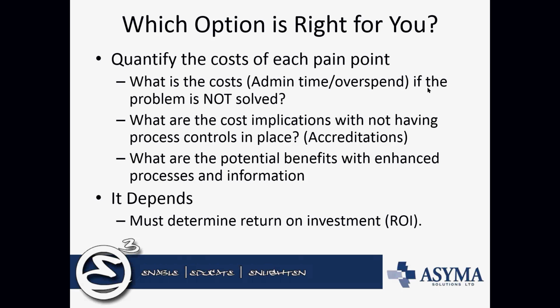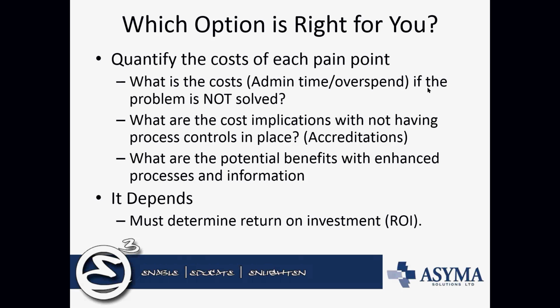Or let's take a look at our budgets and see how much overspending there is. If we could control that and keep it under control where people don't overspend, what is that going to save us? What's it going to reduce in cost? And then what are the cost implications, right, of not having controls and processes in place?